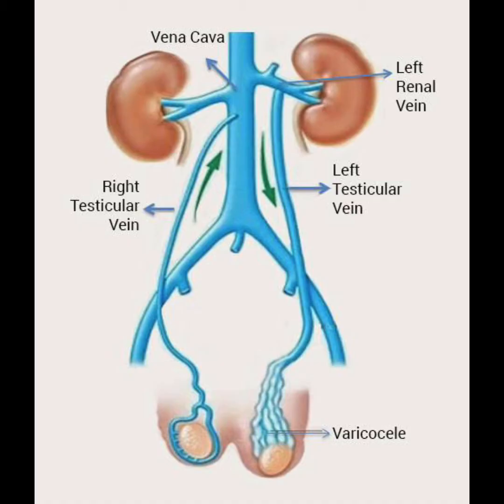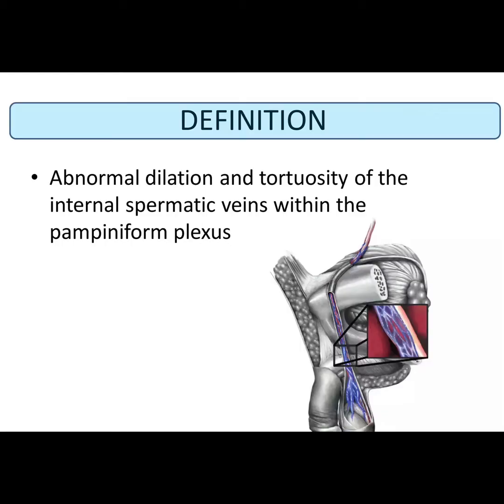On the right side it is directly draining into the IVC, and this entry into the IVC and renal vein is also important for our discussion ahead. After this discussion of surgical anatomy, it's now very easy for us to understand the definition of varicocele. Varicocele is abnormal dilatation or tortuosity of the internal spermatic vein or pampiniform plexus that drains the testes. When this dilatation is greater than 2 to 3 mm, we call it varicocele.